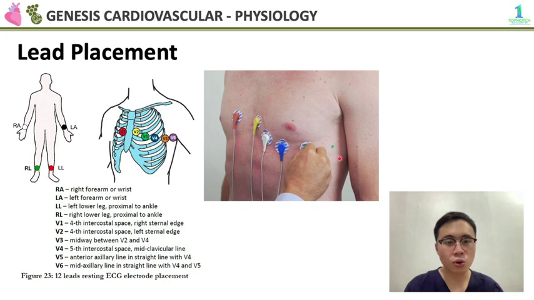So the leads being placed here are incomplete. V6, mid-axillary, hasn't been placed yet. There you go, this point over here is where you put V6. So again, very quickly: V1, right fourth intercostal space parasternal. V2, fourth intercostal space left parasternal. V4 is below the nipple. V3 is midway between V2 and V4. V5 is anterior axillary. V6 is mid-axillary. Remember that.